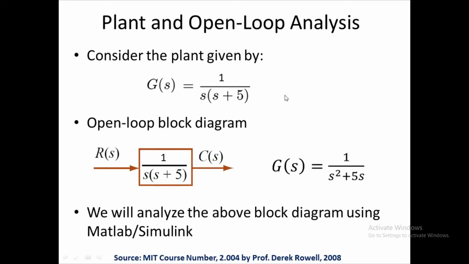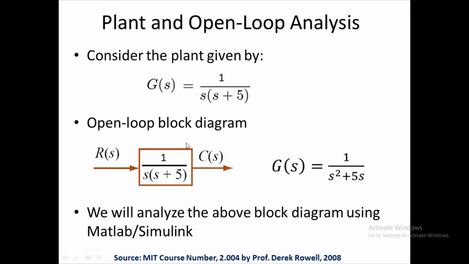Since this is a supplementary file, the whole discussion has been covered in the lecture. So consider the plant given by G(s) equal to 1 by s into (s plus 5). You can see that there are two poles, and hence the plant is a second order system.